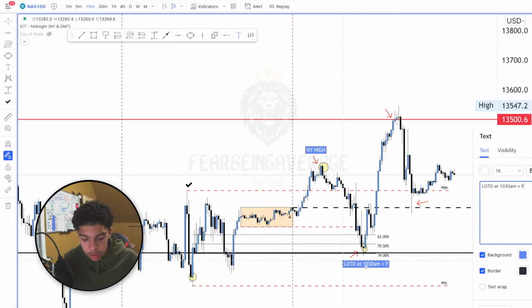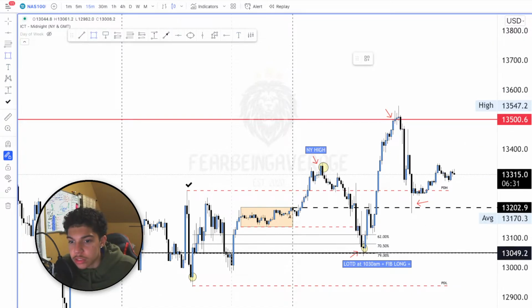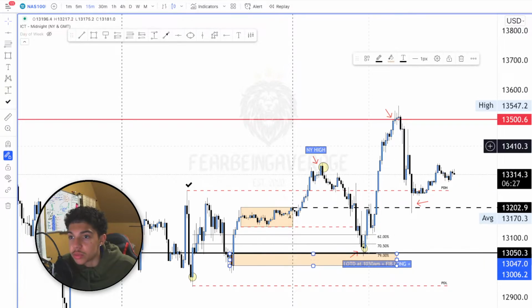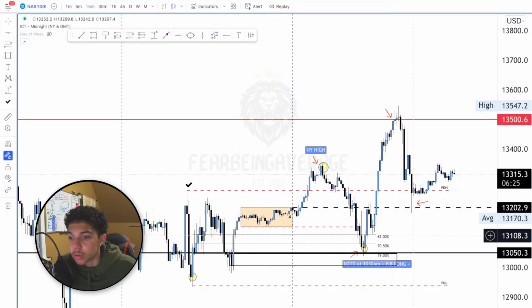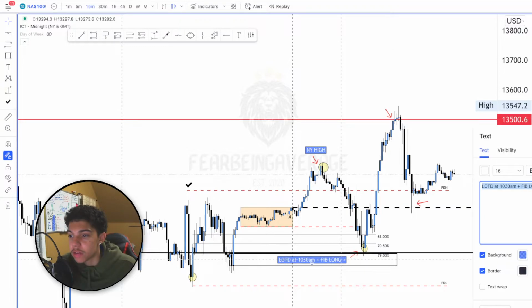Plus, we had the fib long, where if you look to the left, what do you see? The first thing I noticed is we have this last down candle before this up move right here. That is going to be our 15-minute bullish order block, just like that. So that's another confirmation. Fib long, plus we got the 15-minute order block. Plus, we made the low of the day at what level?